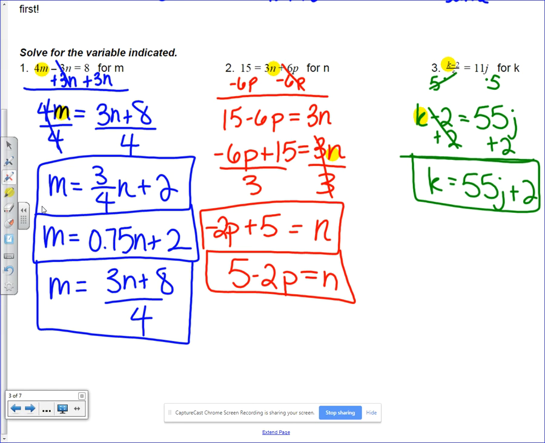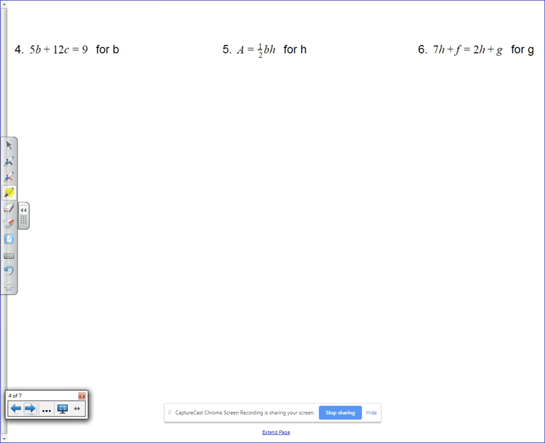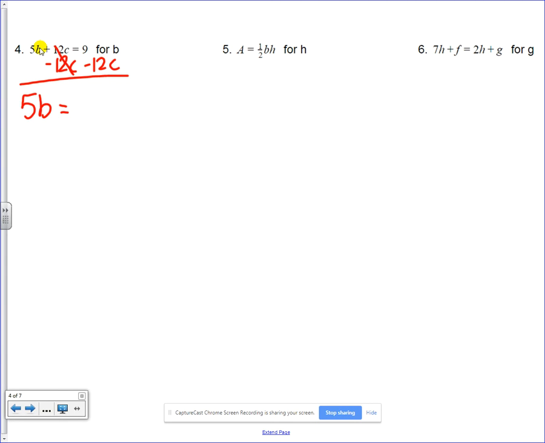Okay. Let's go to number 4 then. Number 4. What am I trying to isolate, number 4? Okay, what do I need to get rid of? By subtracting it. So I have 5b is equal to, now the proper way to do this is put the c first, right? And the c is negative. So it'll be negative 12c plus the 9. Could you have it the opposite way? Yes, as long as the 9 is positive and the 12 is negative.